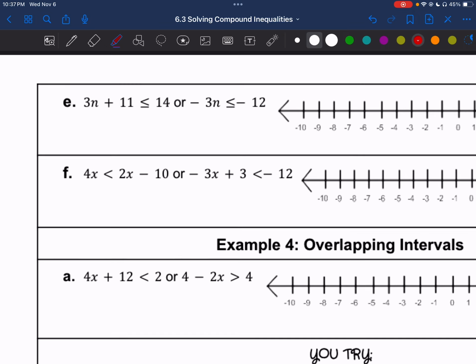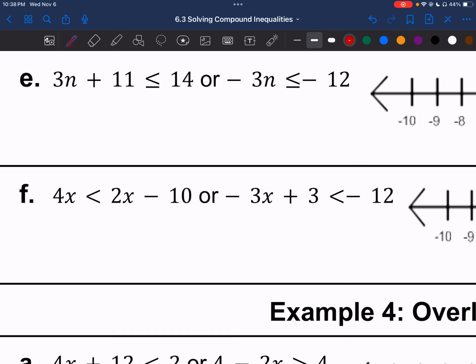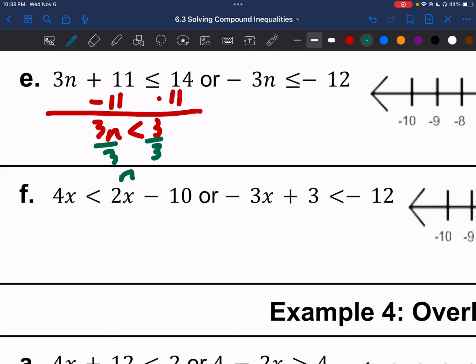Next page. We have 3n plus 11 is less than or equal to 14. So my first step is going to be subtract 11 from both sides. We get 3n is less than or equal to 3. Divide both sides by 3. N is less than or equal to 1.